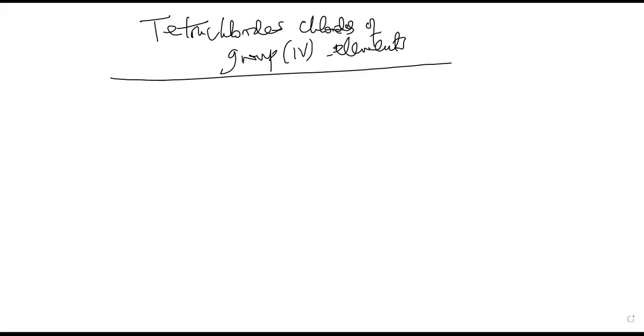Tetrachloride. If I say a tetrachloride, what do I mean? What does tetra mean? Tetra means four. What do you know about tetrachlorides of group four?